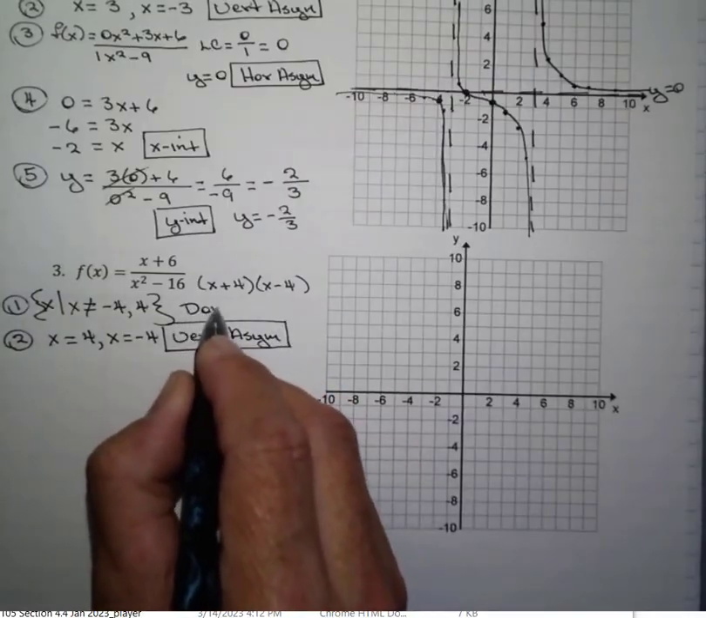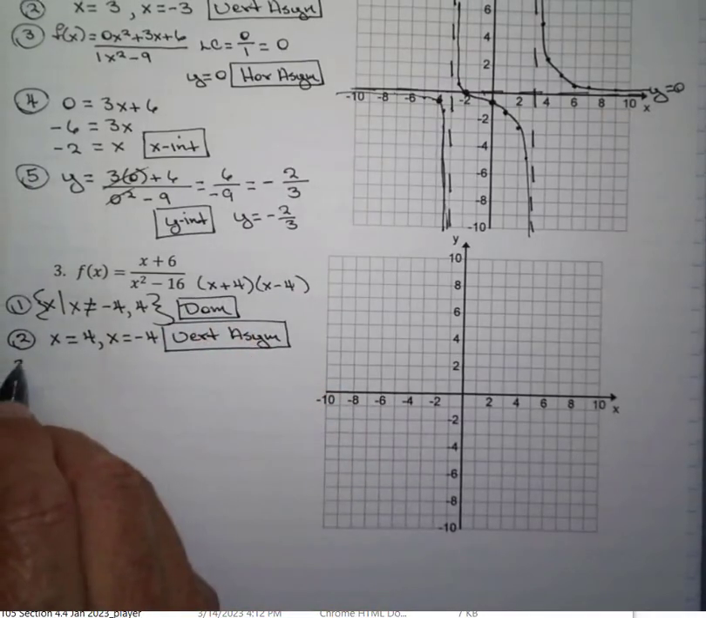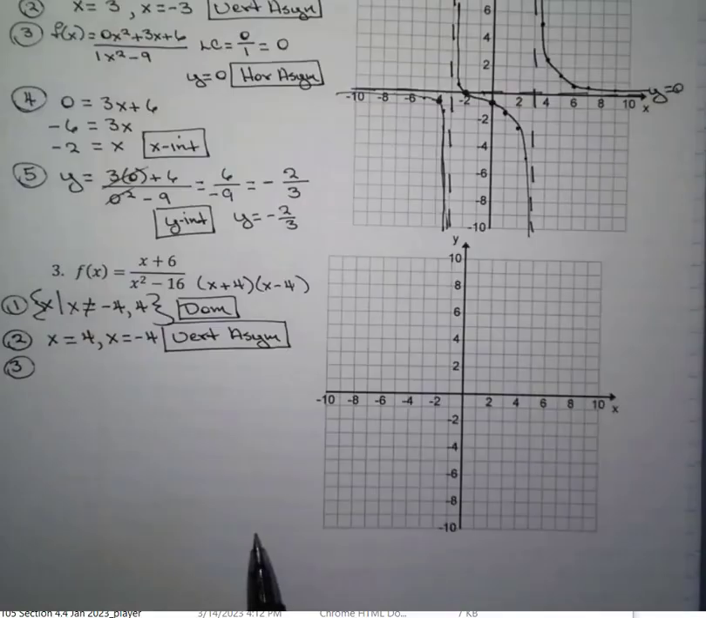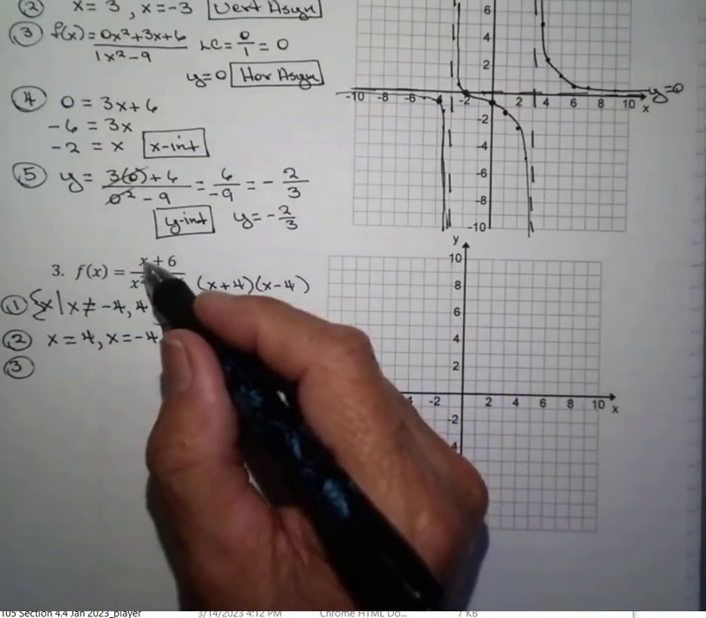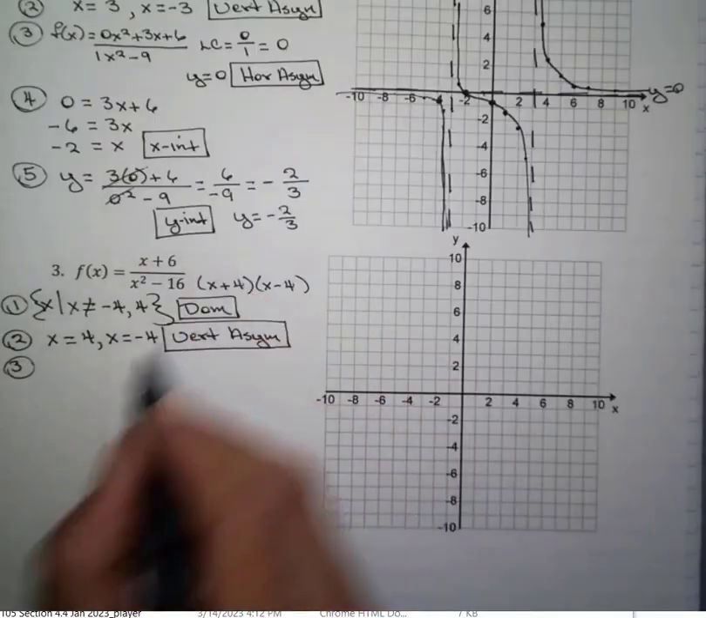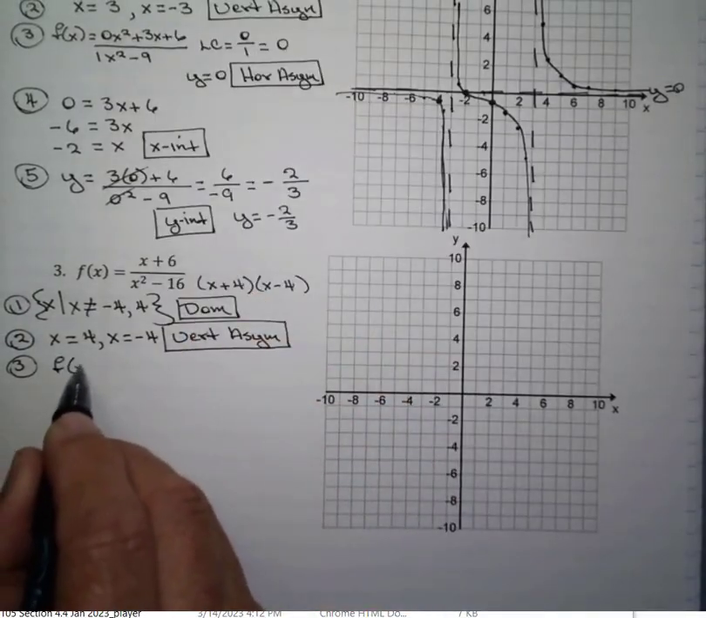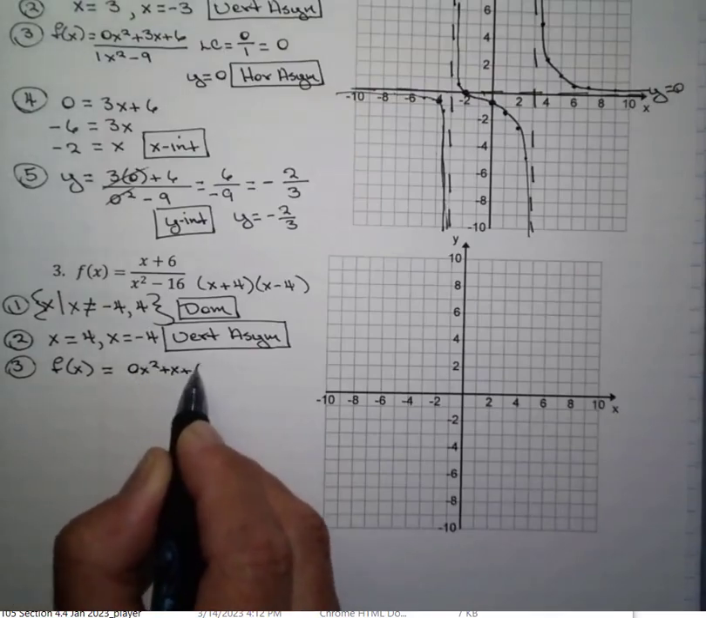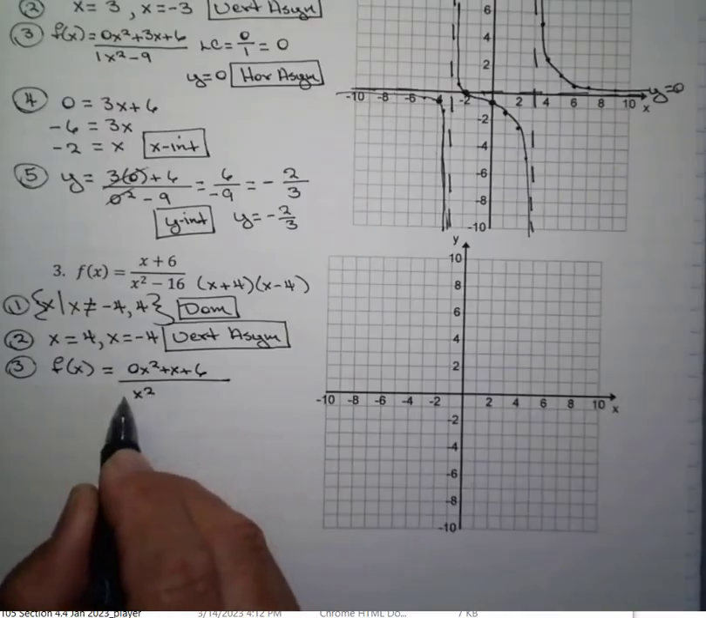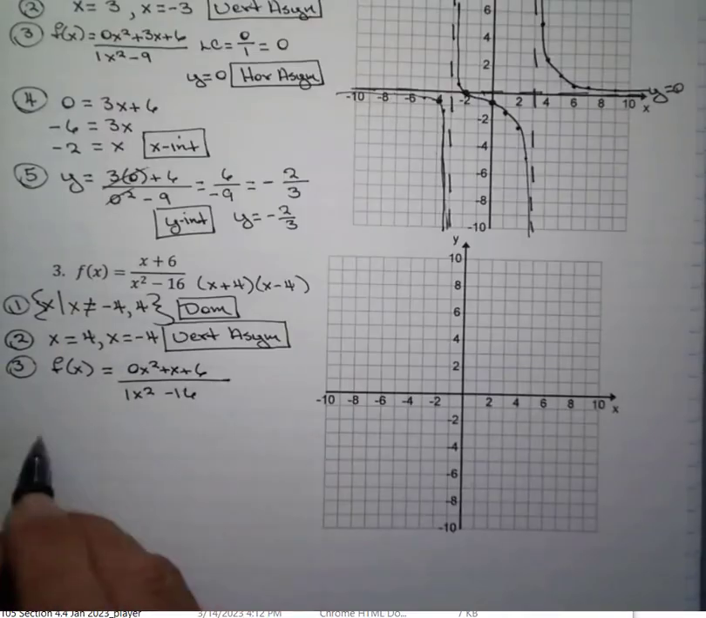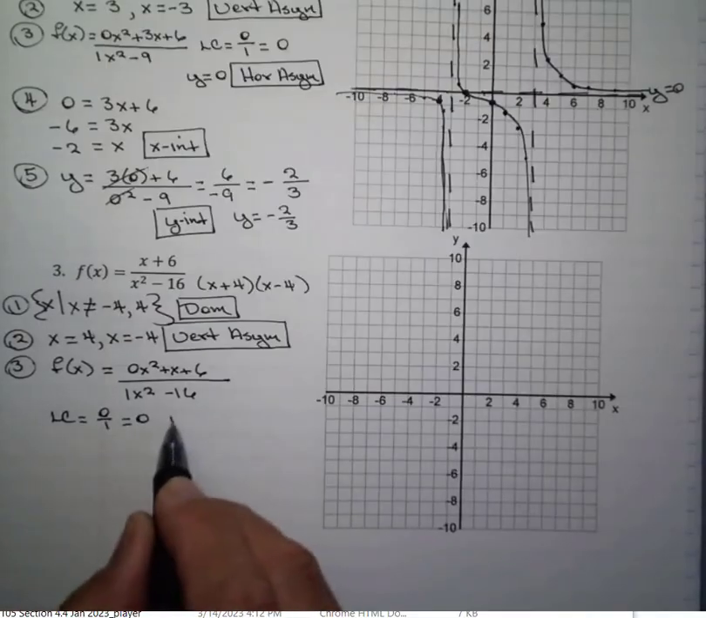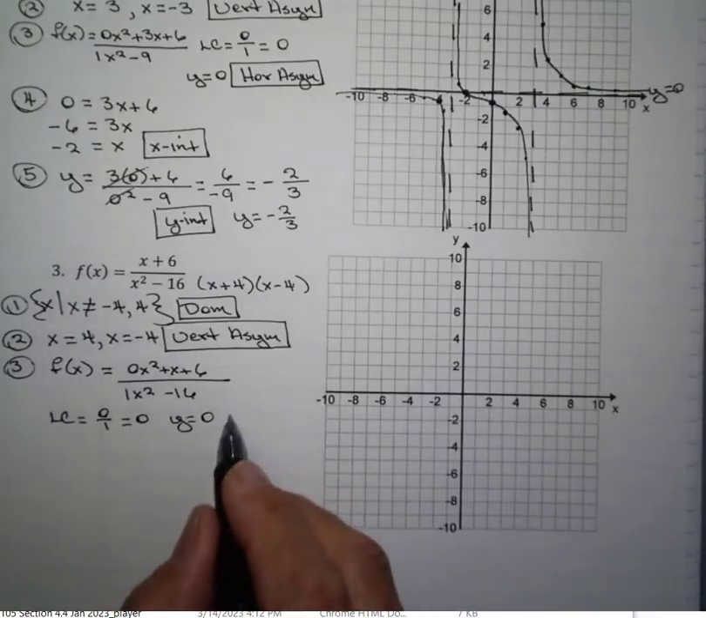And this, of course, was the domain. Now, what was the third question? It was asking us about horizontal asymptotes. For this, I need the leading coefficient, and this term is not x squared. So what I would have to do is insert the x squared term in the numerator. It would be 0x squared plus x plus 6 over 1x squared minus 16. My leading coefficient, therefore, is 0 divided by 1, which is 0. And y equals 0 is, once again, my horizontal asymptote.